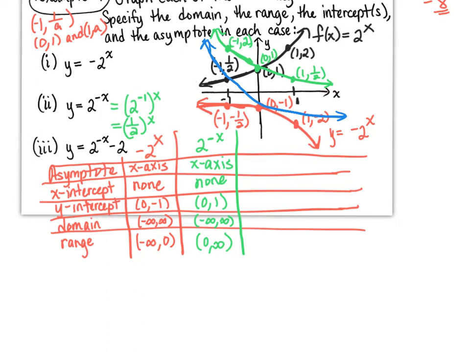Okay, so what is your y-intercept? 0, negative 1. Good. And remember, to find your y-intercept, you can set x equal to 0, so that would give you y equals 2 to the negative 0 minus 2. 2 to the negative 0 is the same thing as 2 to the 0. So you get 1 minus 2, which is negative 1.